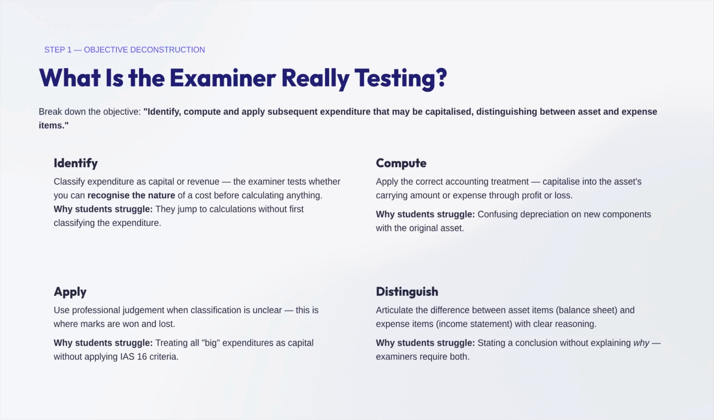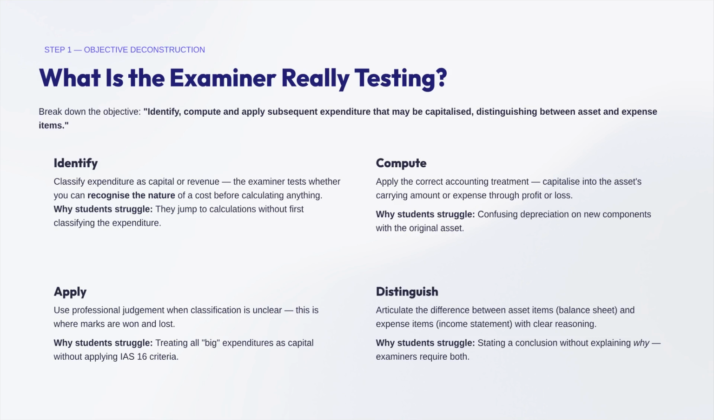Where students slip up is jumping straight to the maths without classifying first. Second, compute. Here you apply the correct accounting treatment. Either capitalize the cost into the asset's carrying amount or expense it through profit or loss. The common stumble is confusing the depreciation on a new component with depreciation on the original asset.